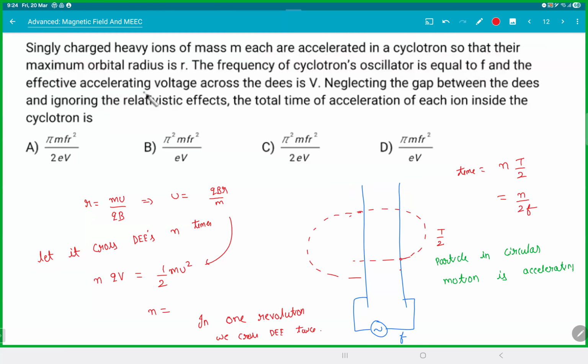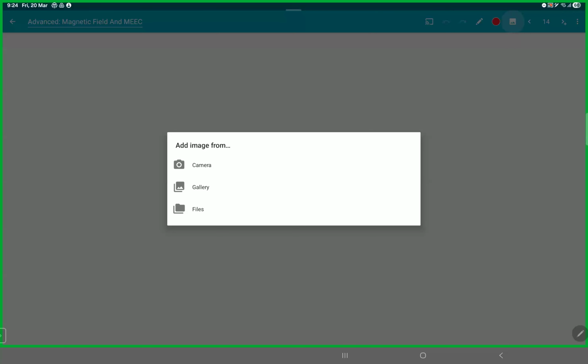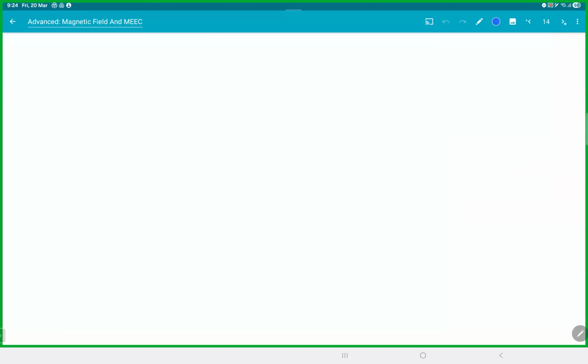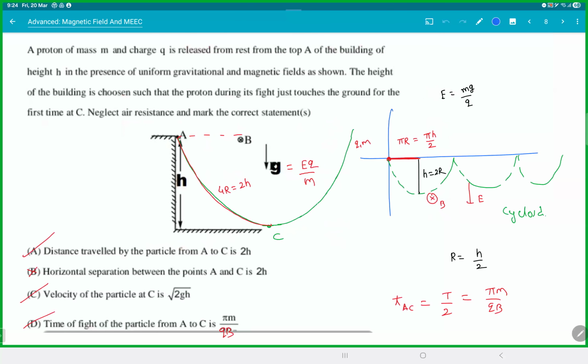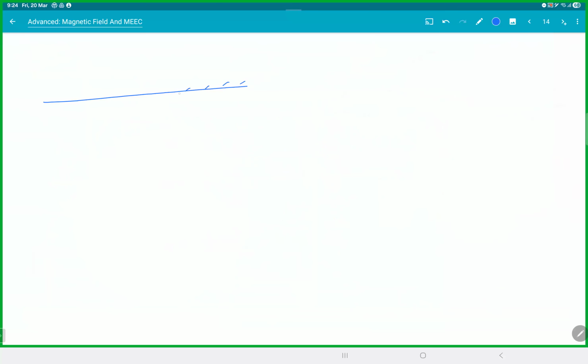All clear with the cyclotron? So this is one experiment you should definitely have an idea about. Let's see one more. This we did in the notes.